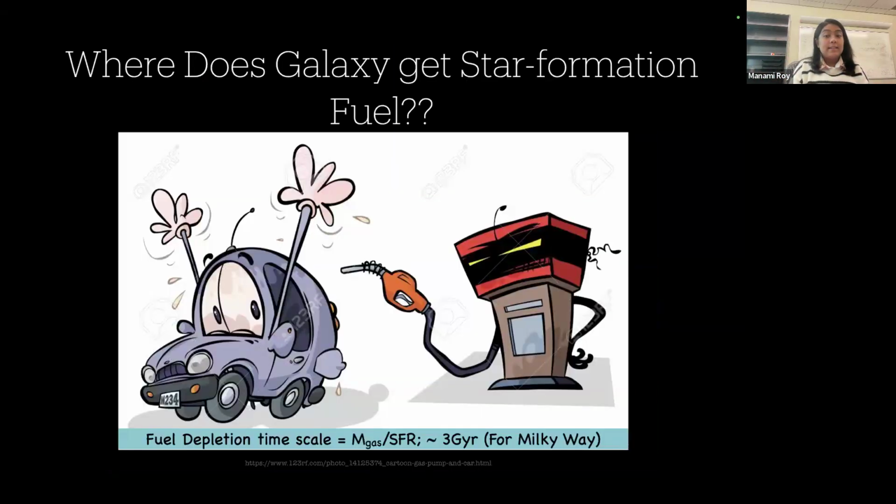For our own galaxy, the Milky Way, you can calculate this. You know the gas mass of the Milky Way and the star formation rate, so you can calculate the time scale by which the fuel for star formation, the cold gas, will be depleted, and it comes out to 2 to 3 gigayears. But we know that the Milky Way has been forming stars for longer than that. So what's happening here? Where are these galaxies getting their star formation fuel, this gas?